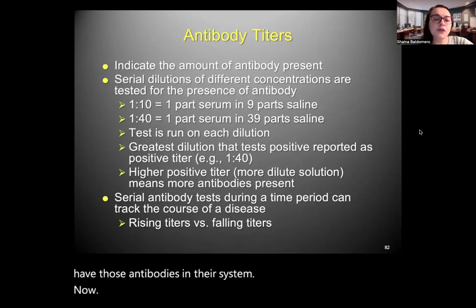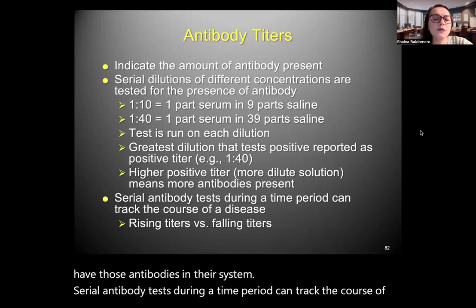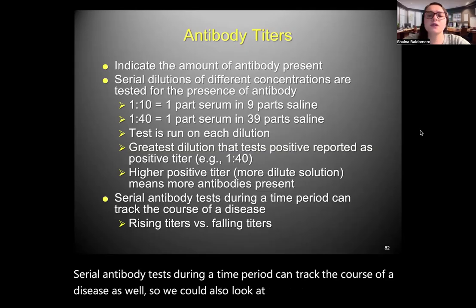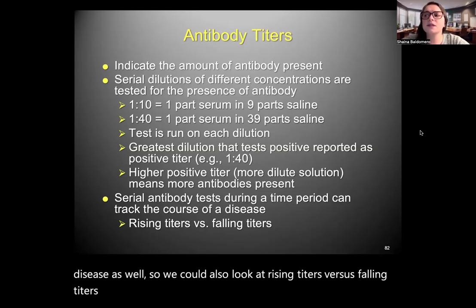Now, serial antibody tests during a time period can track the course of a disease as well. So we could also look at rising titers versus falling titers. Again, we typically run this for vaccine titers.